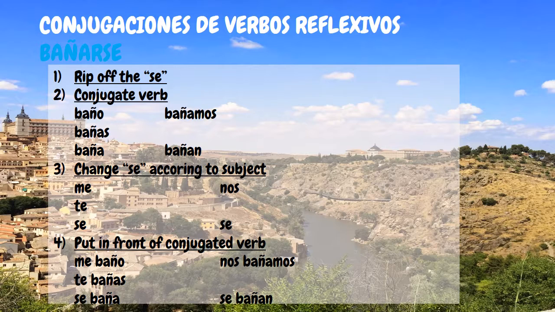First off, our verb is bañarse, which means to bathe or to clean yourself up, to take a shower. It's very commonly used in the Spanish-speaking countries rather than to take a shower. So we use bañarse. But to conjugate it, if you look at step number 1, it says rip off the se. So if we have bañarse, we're just left with bañar.